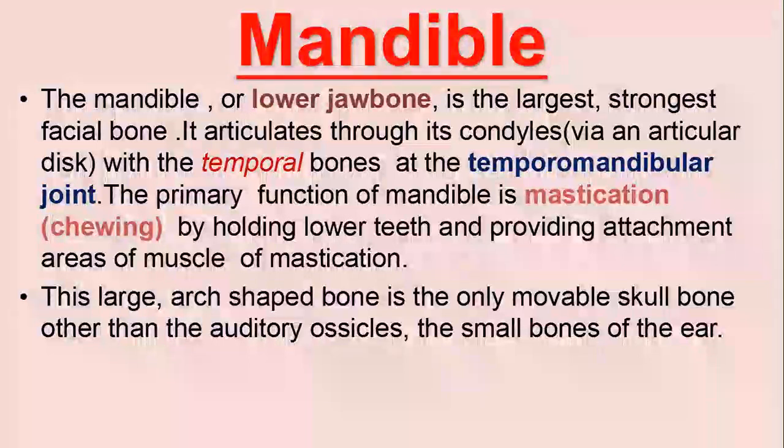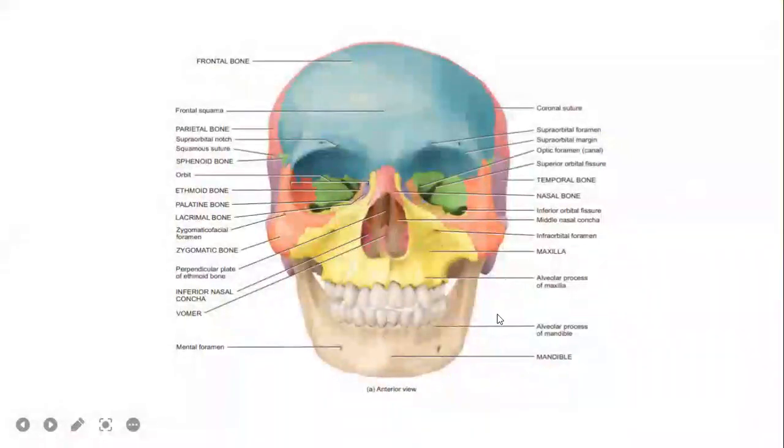mastication. This large arc-shaped bone is the only movable skull bone other than the auditory ossicles, which are the small bones of the ear. We'll get to learn about them as we will be moving to another phase of our discussion. So without much ado, let's get to the skeleton of the skull and find the real location of the mandible.